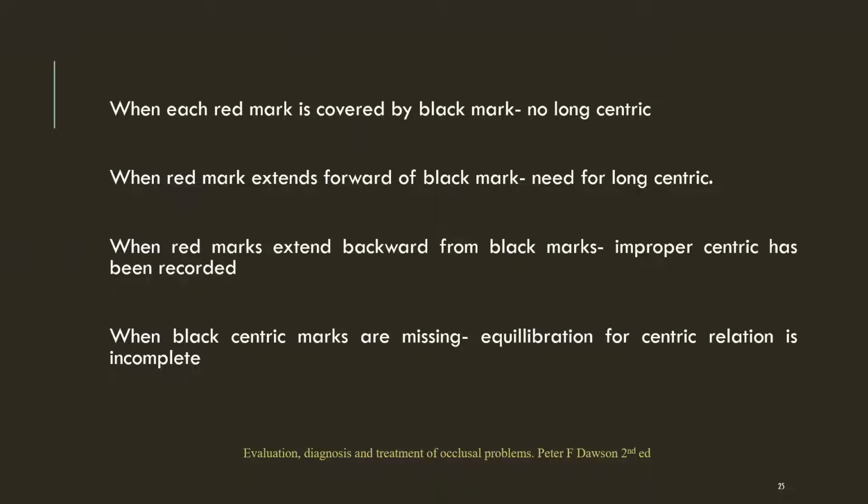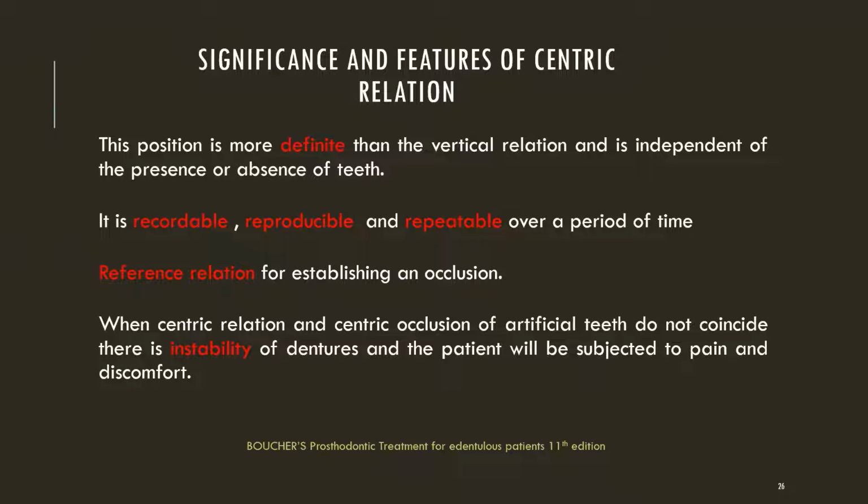Now, when the red mark coincides with the centric relation mark, there is no long centric. However, if the red mark extends forward, there is need of long centric. If the red mark extends backwards, then an improper centric has been recorded. And when the black centric marks are completely missing, equilibration is incomplete.